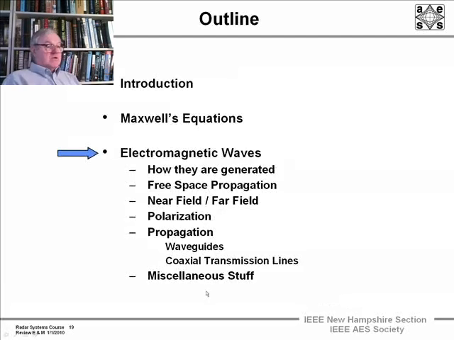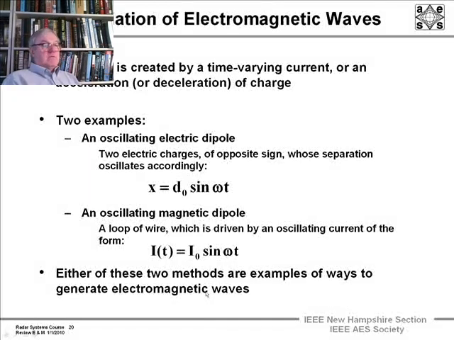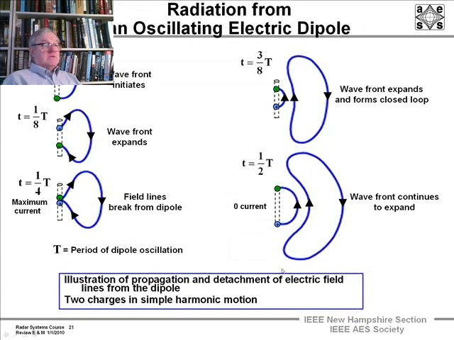Now on to electromagnetic waves and how they're generated. Radiation is generated by time-varying currents, as I was alluding to, or the acceleration or deceleration of a single charge. And two examples are an oscillating dipole. Here's the expression for it. It's along the two charges of opposite sign whose separation oscillates accordingly. And a loop of wire which is driven by an oscillating current of this form. Either of these two methods are examples of where you can generate electromagnetic waves.